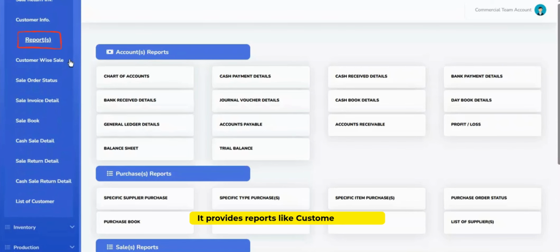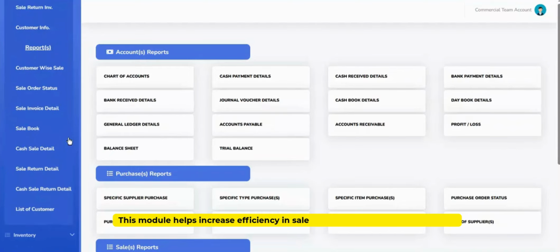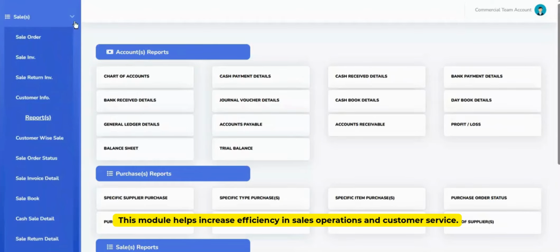It provides reports like customer-wise sale, sale order status, sale invoice detail, sale book, cash sale detail, sale return detail, cash sale return detail, and list of customers. This module helps increase efficiency in sales operations and customer service.